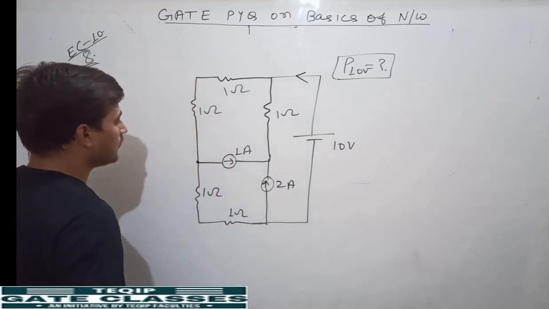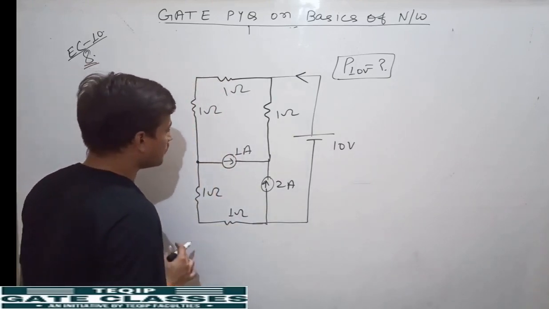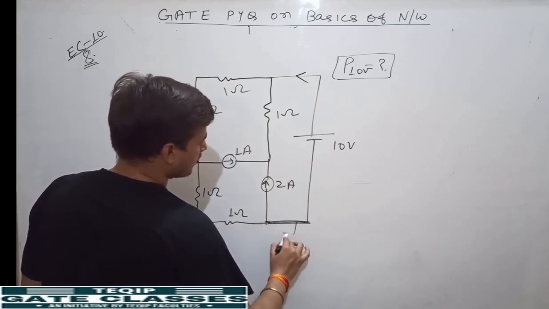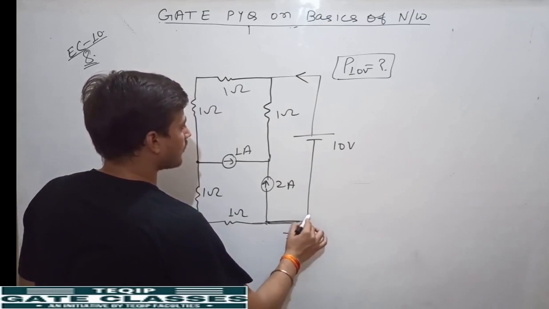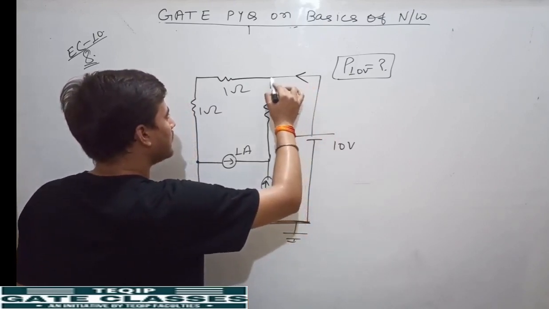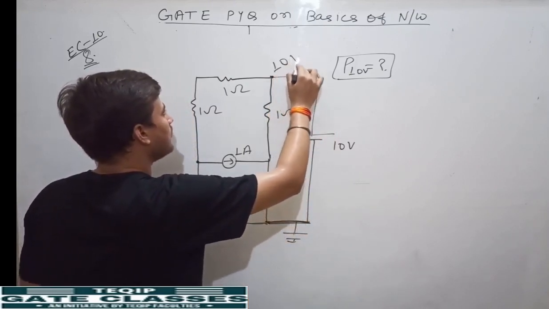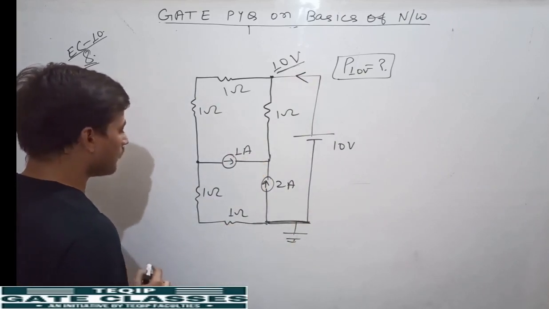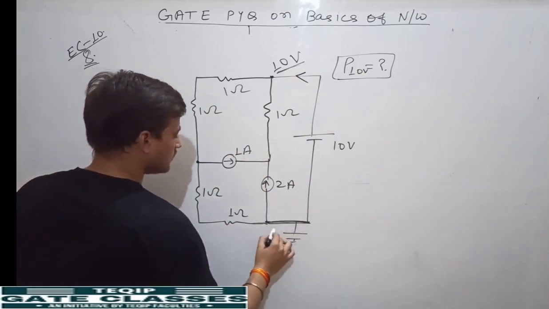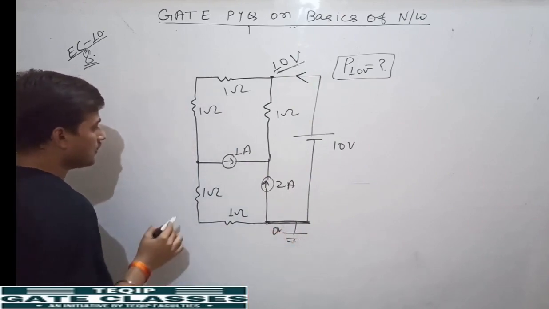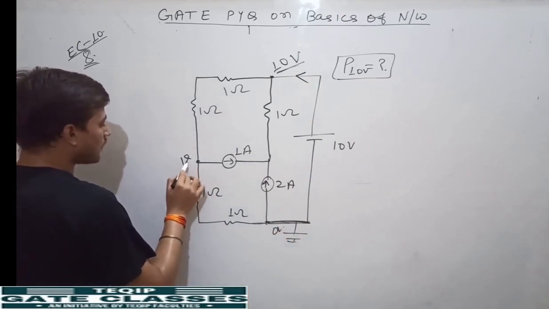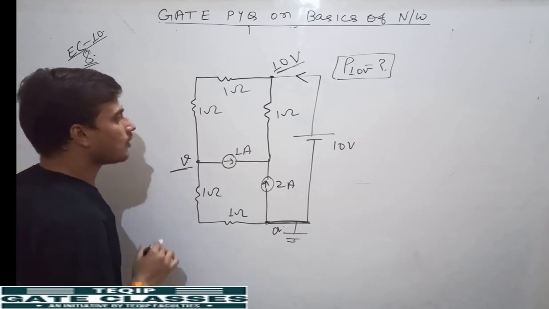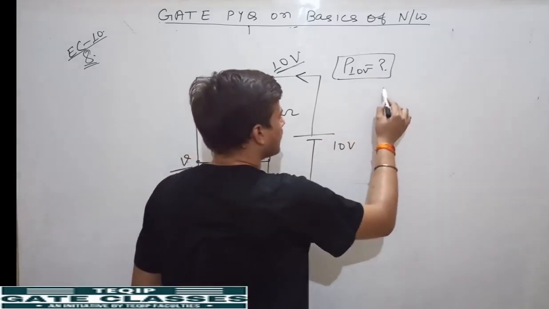Clear? So now, how will you solve? You see that this is the ground or reference. If this is ground terminal, there is a 10 volt battery. That means potential of this node will be 10 volt. Potential of this node is 0 volt. Clear? So let us assume the potential of this node as a small v. At this node the potential is a small v and apply KCL.